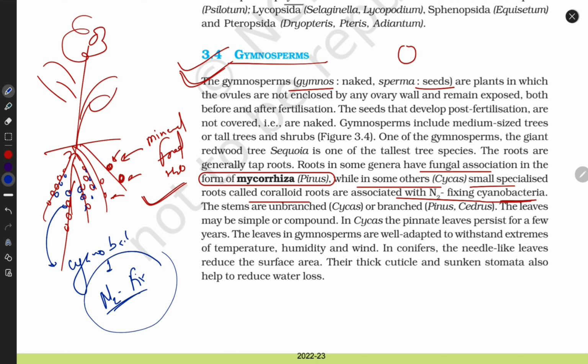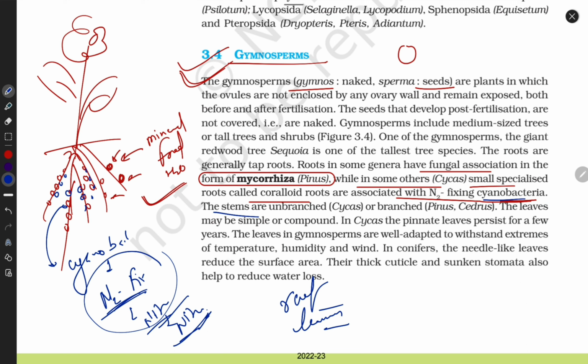Our soil bacteria modify nitrogen into nitrate form, nitrite form, so that plants can easily absorb these forms. So these bacteria make nitrogen into a useful form, so the plant can easily absorb it. Now, do they have true roots or not? They have true roots. Do they have true leaves or not? Yes, they have true leaves also.